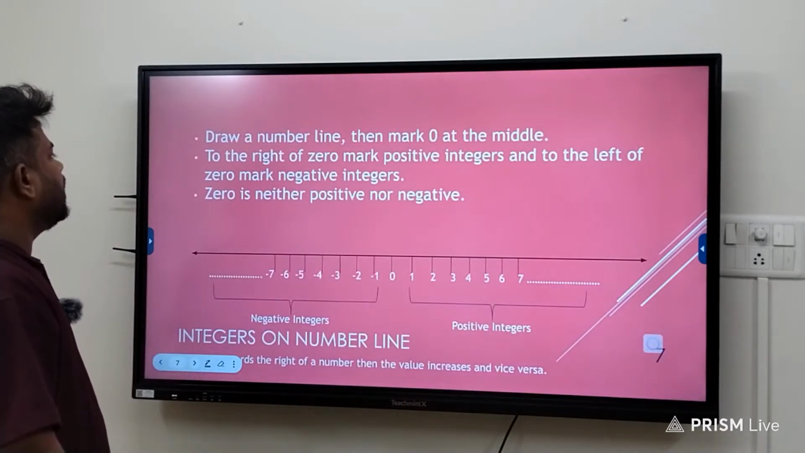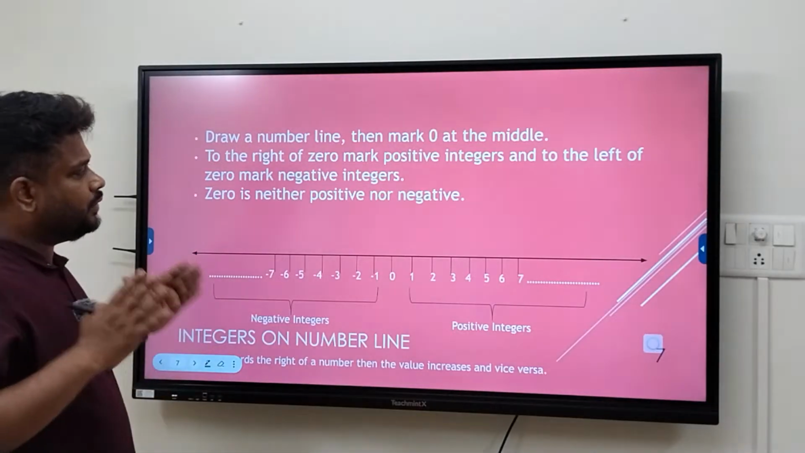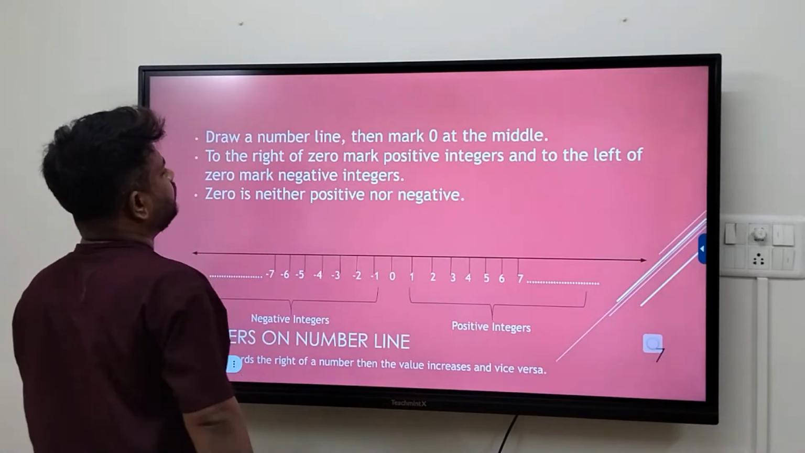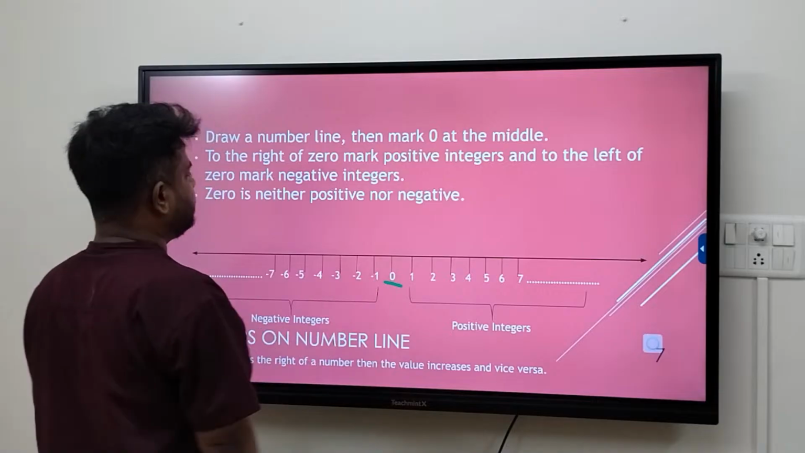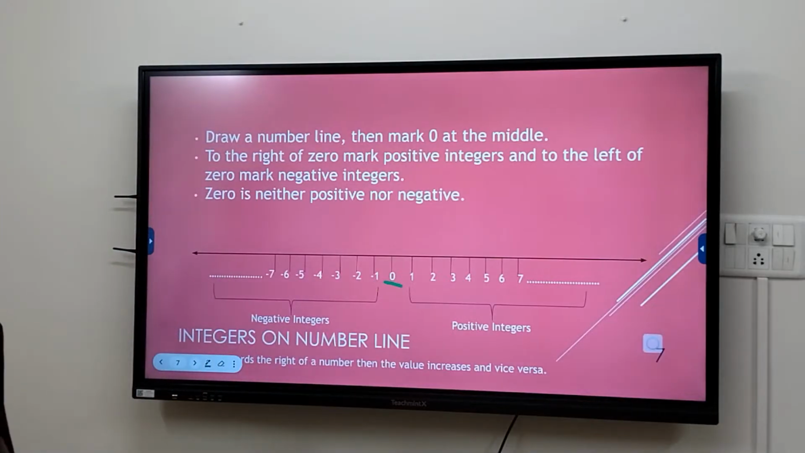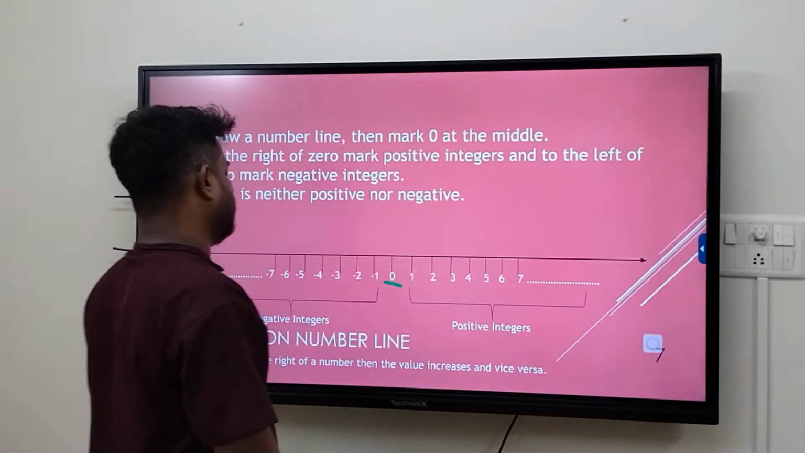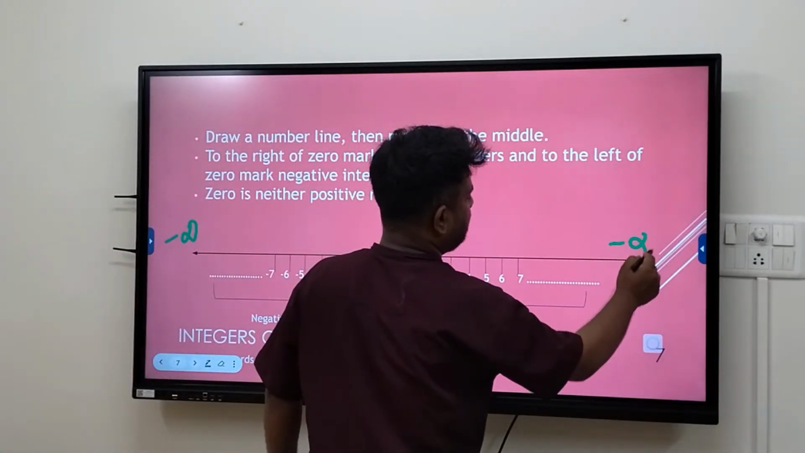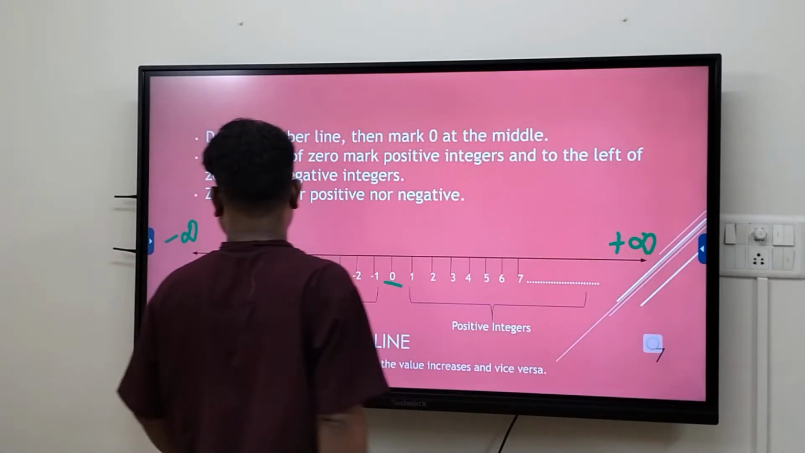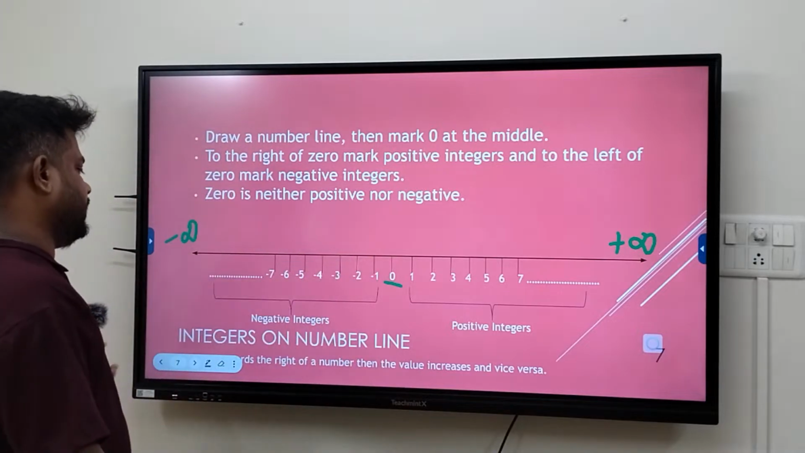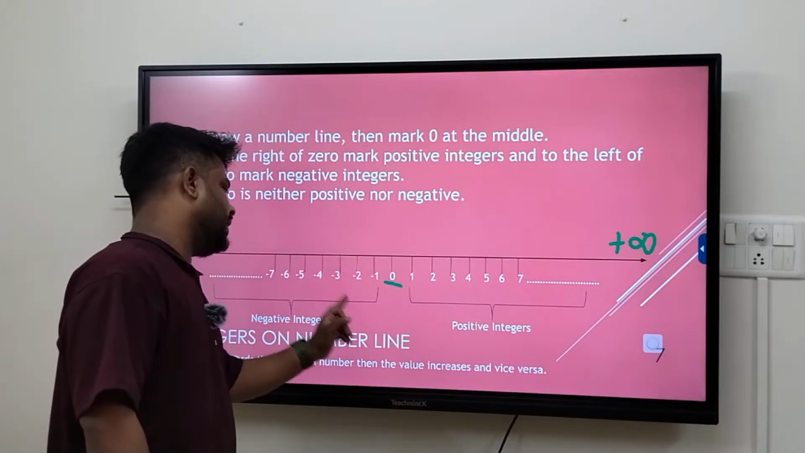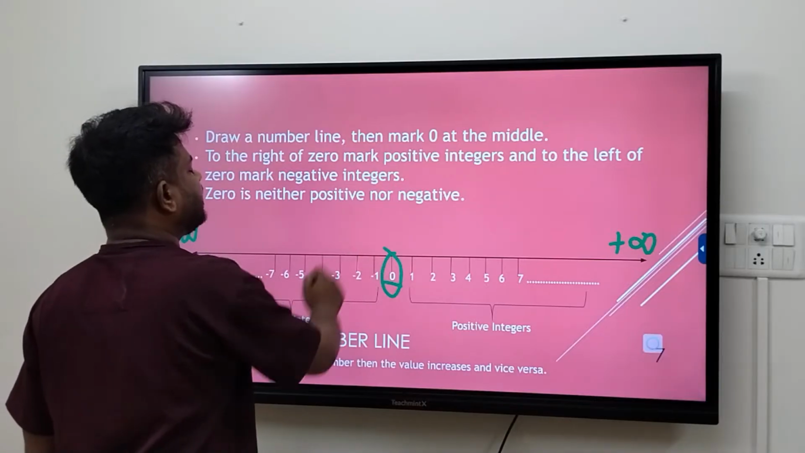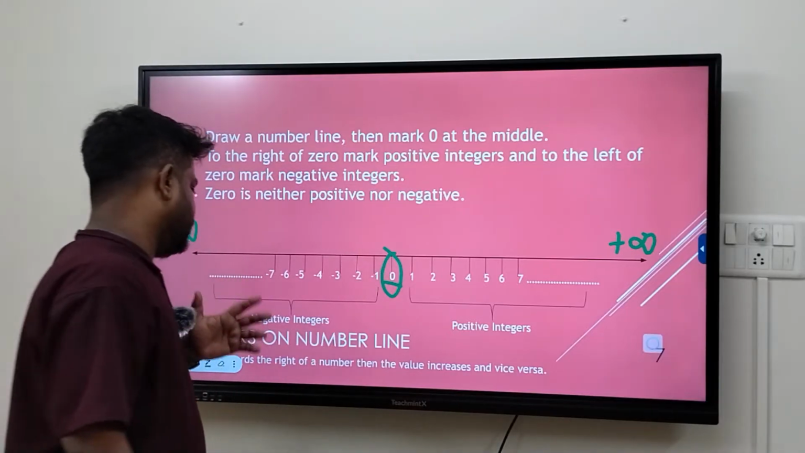Okay, the next one. You already know about the number line. So here they have drawn a number line. Draw a number line, then mark 0 at the middle. Yes, we have done it. To the right of the 0 mark are positive integers, and to the left of 0 are negative integers. We all know that, and this line will go from plus infinity to minus infinity. These will be called the negative integers, and these will be called the positive integers. And 0 is neither negative nor positive, but 0 is also an integer.